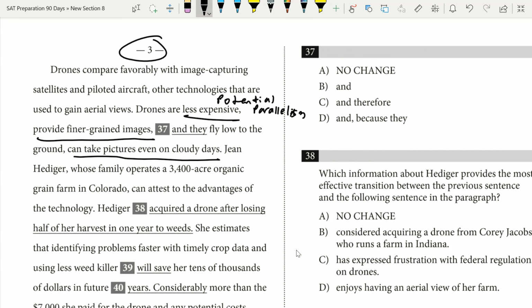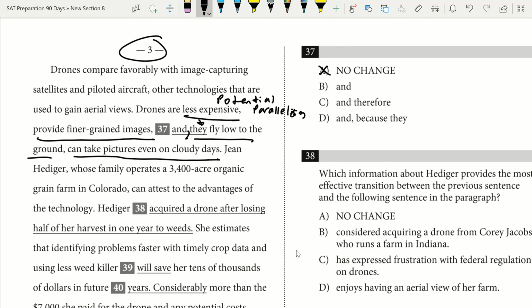Okay, here's the thing about this. I know that I have to have a comma here. So how do I know that? Well, I know that because this right here, the they fly low to the ground, that's going to have to be non-essential. Now, it isn't right now, because right now that's a full-on independent clause, right? So we know A is going to have to be incorrect.